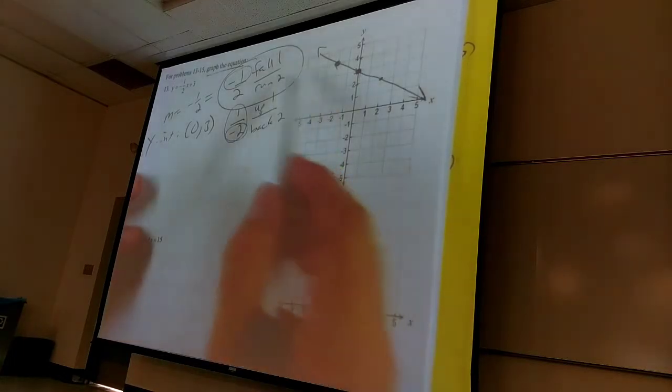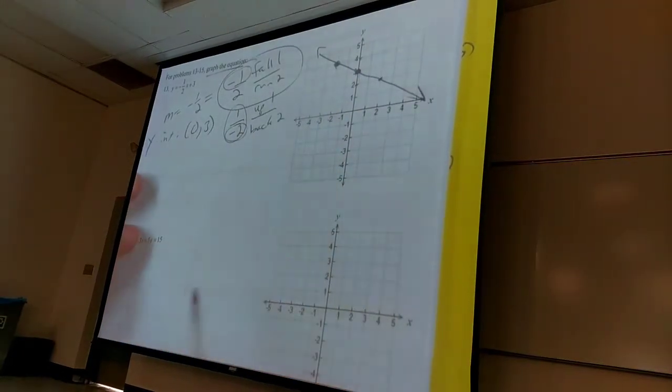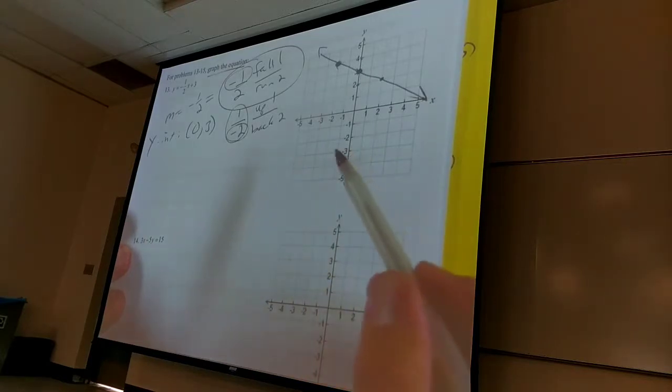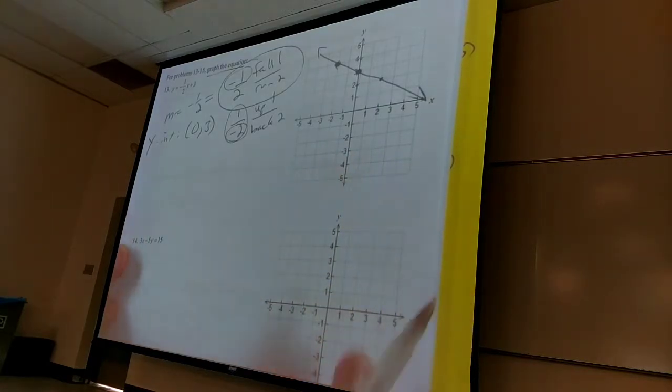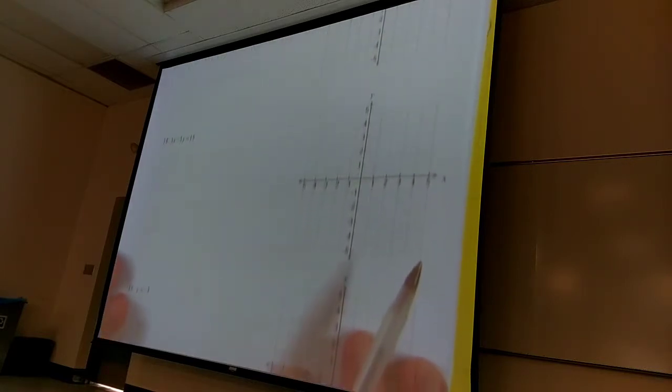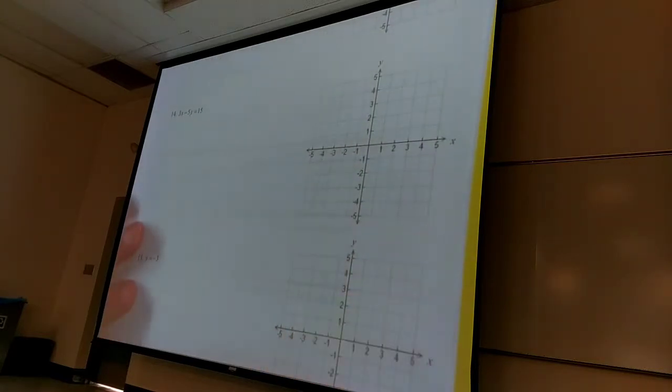Any other questions on this number 13 before we go to 14? My teacher goes too fast. I just ask questions. I'll slow down for you.